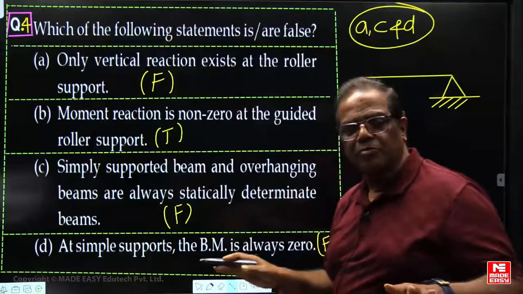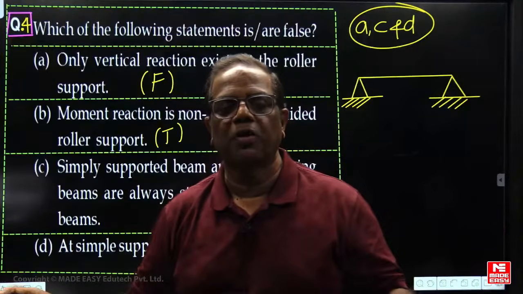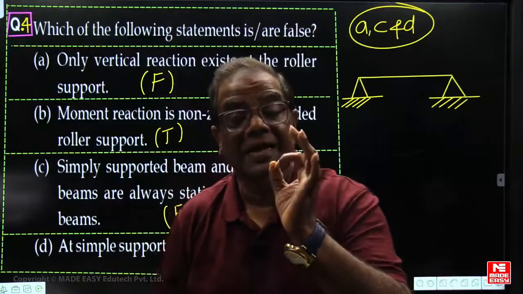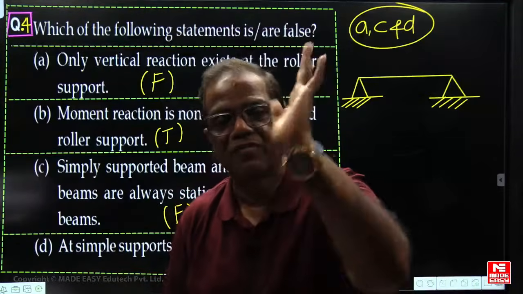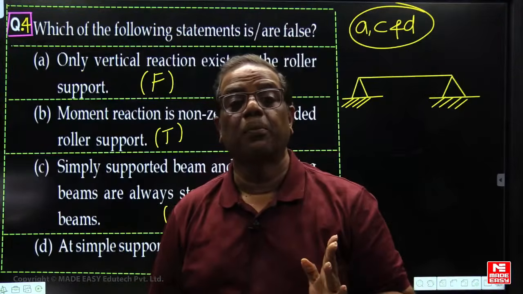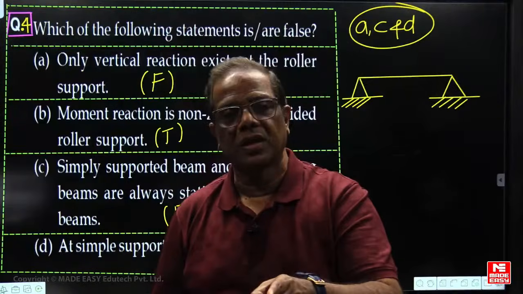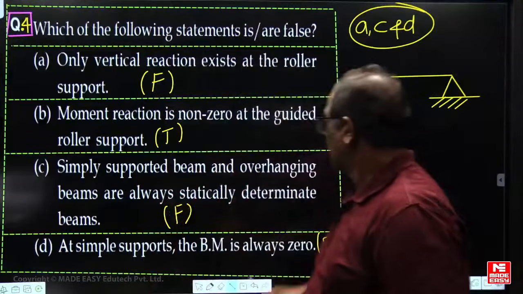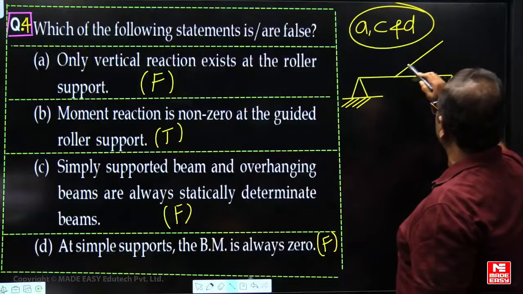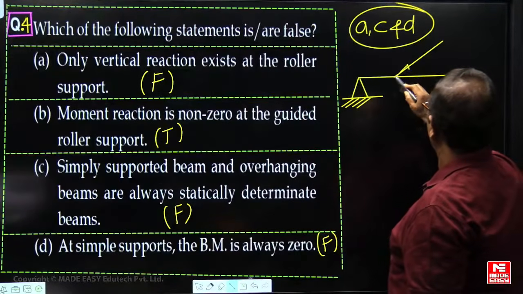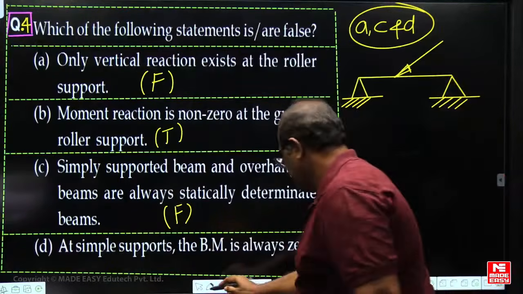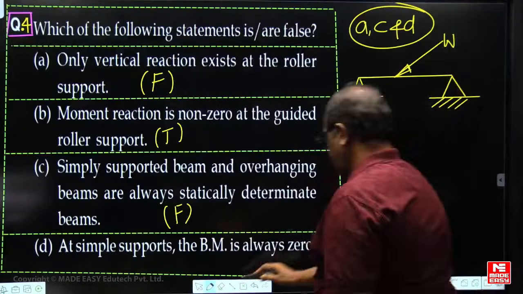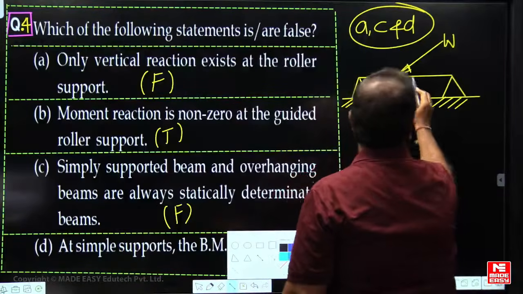But most of the textbooks are mentioning what now? Simply supported beam and overhanging beams are statically determined. They are statically determined except in which case now? When they are supported by two hinge supports and subjected to axial load. Suppose if there is an inclined load there. Then you are getting what now?